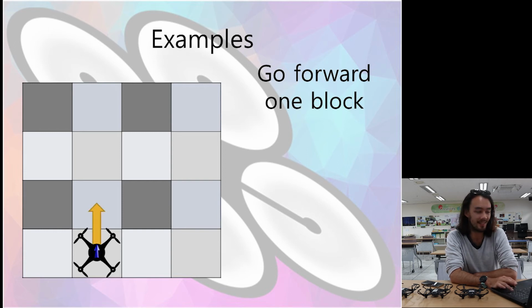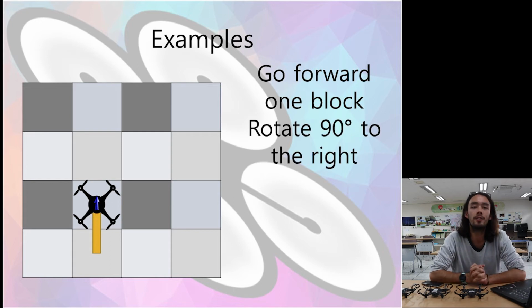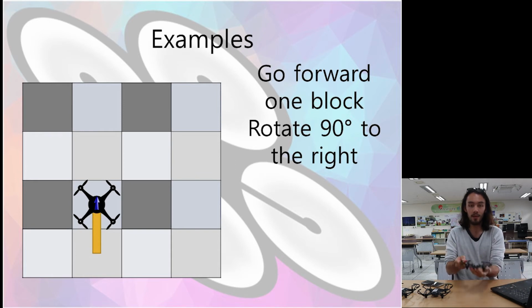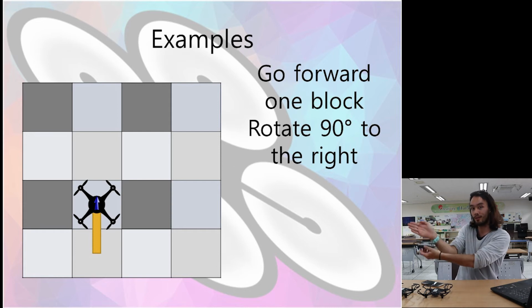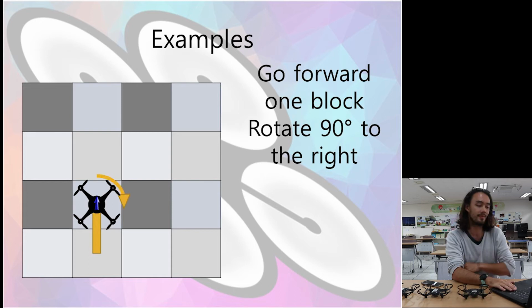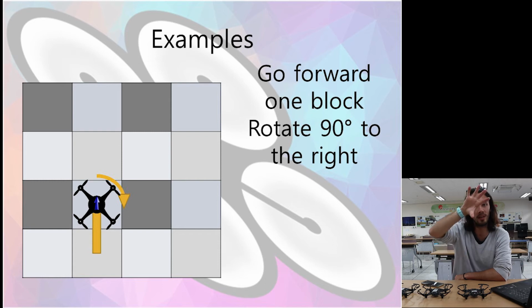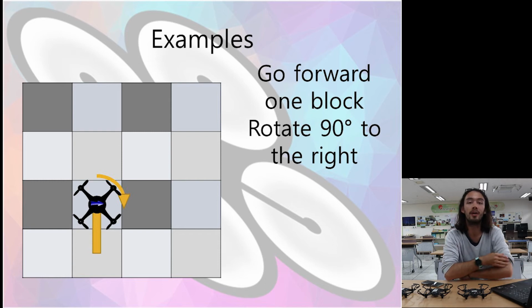Okay, that's easy. The next instruction, rotate 90 degrees to the right. So remember, if we're facing this way and I say 90 degrees to the right, we're going to take this and rotate. So here I drew a little arrow to say we are moving this way. And now if you look closely, the little blue arrow in the middle of the drone is facing the right.